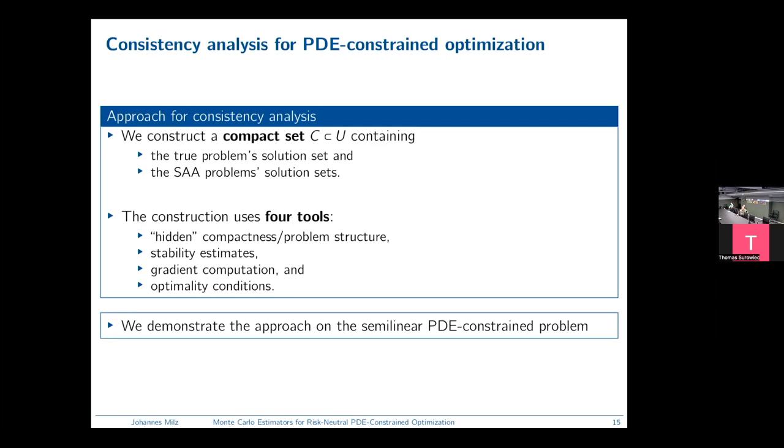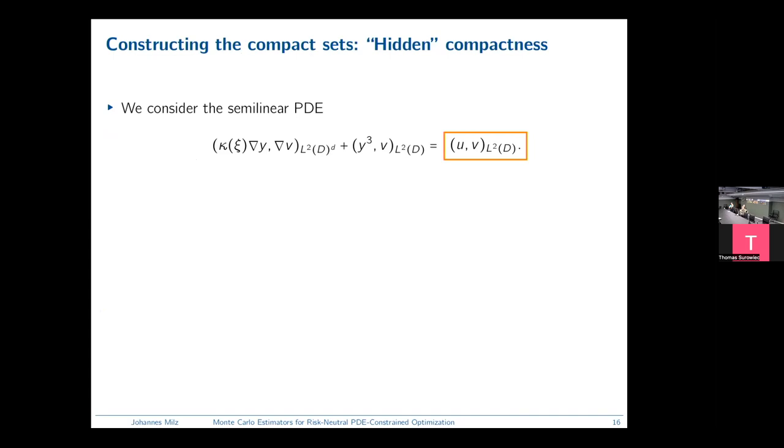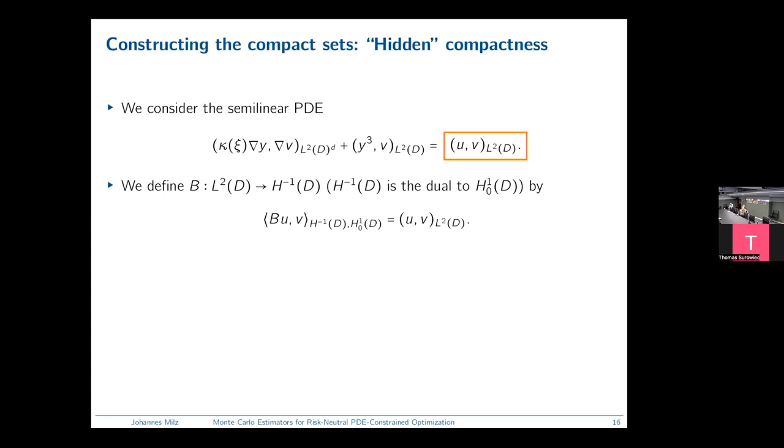And I will illustrate this now on the semilinear PDE constraint problem. The first one is recognizing what I like to call hidden compactness or problem structure. We have a look at our semilinear PDE, and in particular how U enters. Our control, our decision, enters the semilinear PDE in a linear way. And this v is a test function out of H10, and U is an L2 function. So we can write the right-hand side as an evaluation of a mapping B. This mapping takes our decisions to functions in the dual space of H10. And this operator is defined by just returning the inner product of U times v.